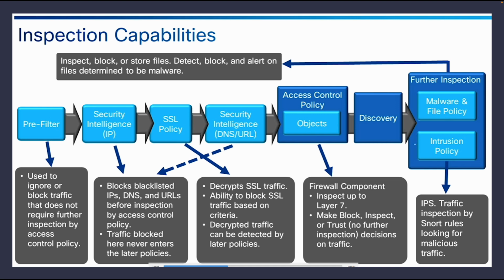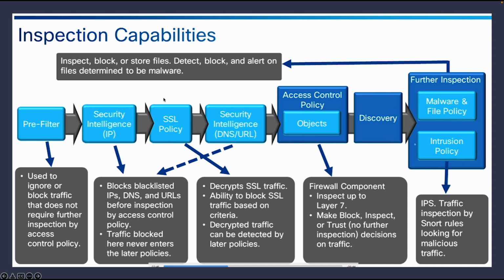So let's say that 178.16.30.100 is a known malicious IP, and Cisco Talos updates the database, and we get this from Cisco Talos. These IP addresses will be automatically blocked in this step here. So basically, before we reach the access control policy, the security intelligence for IP will happen. And I will show you guys how to check that in a few moments. But traffic blocked here never enters the later part, so never goes to the next one.